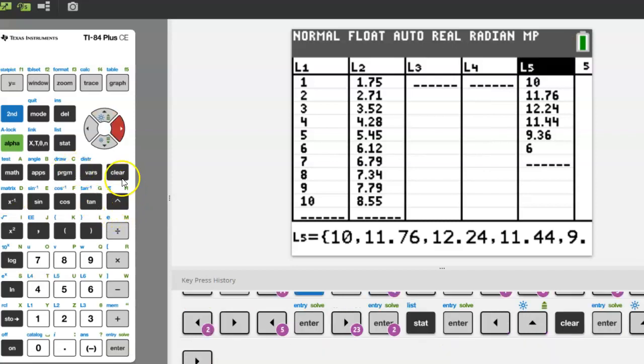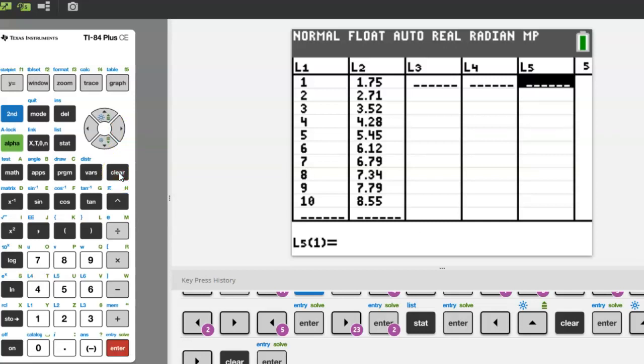So if you ever have a bunch of data that you need to clear out, put your cursor over the L5 and just go over to where it says clear and hit enter, and that'll make it all disappear. All right.